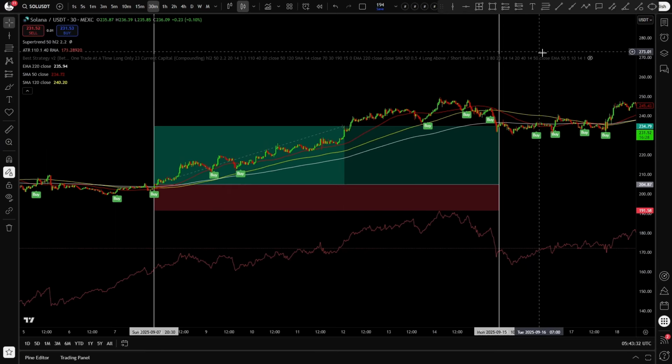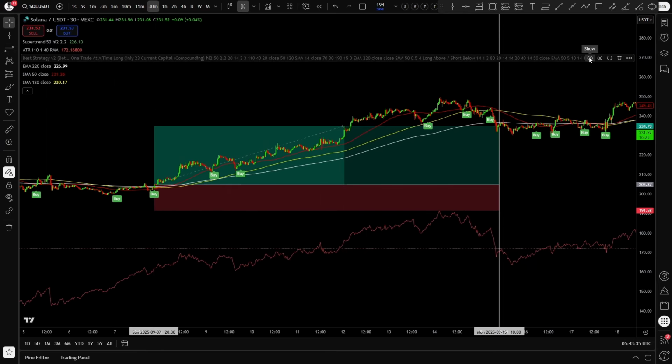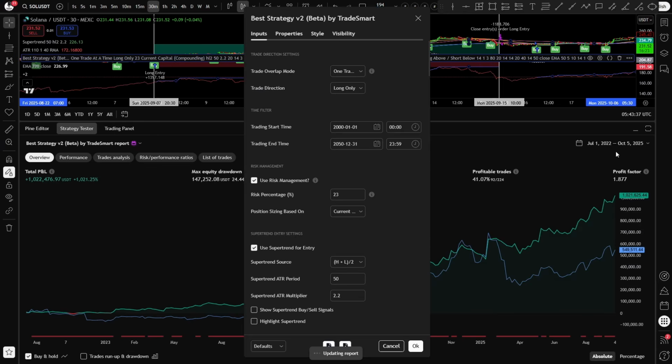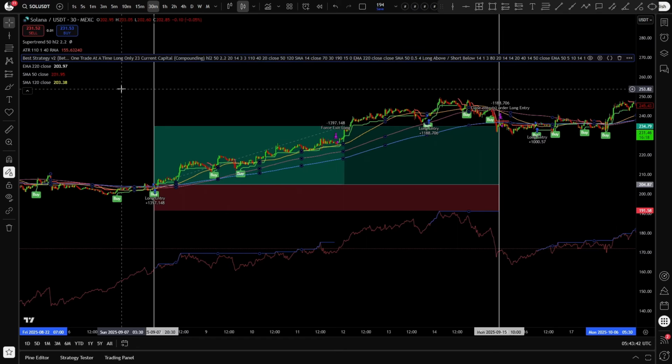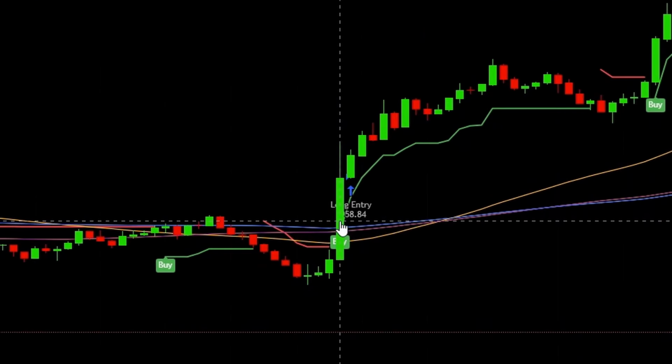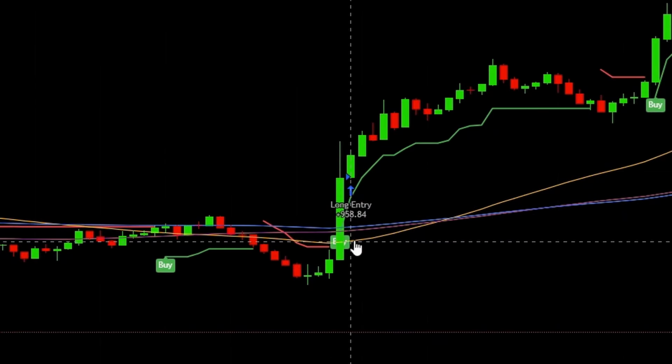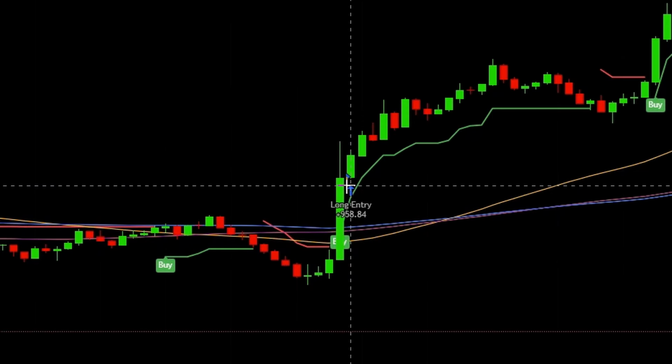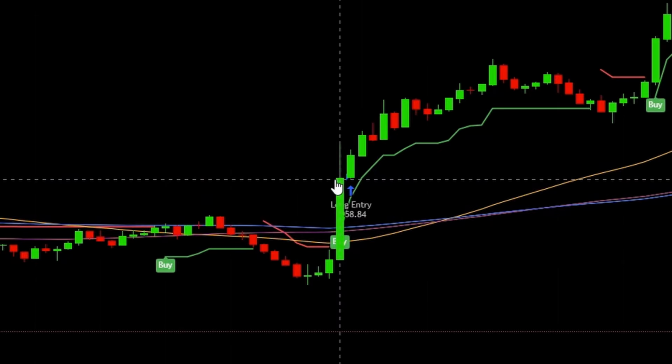Now let's see one quick example using our premium strategy script, the best strategy version 2. And then we will talk about the backtest results. Okay, so here's another very long entry. Here we get the super trend buy signal. This blue line is the 220 length EMA. The price closed above it, so it's a valid long entry.